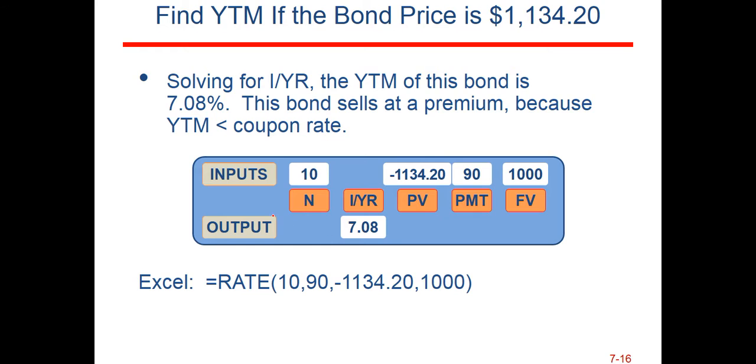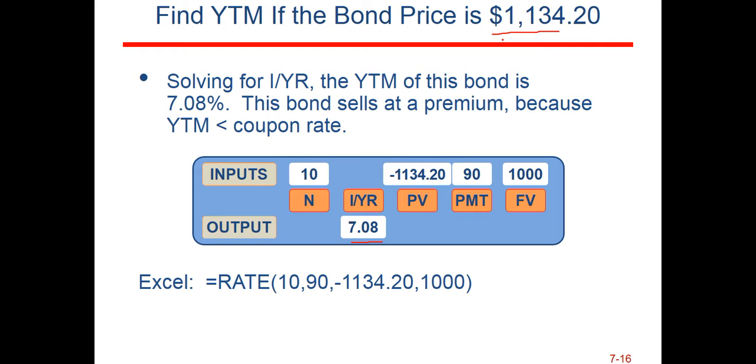We can do it for different bond prices to find the different rates. In this example, the bond price was $1,134. When we calculate the interest rate, it turns out to be 7.08%. That is the interest rate needed to solve this particular example.